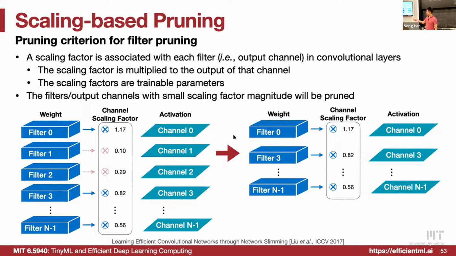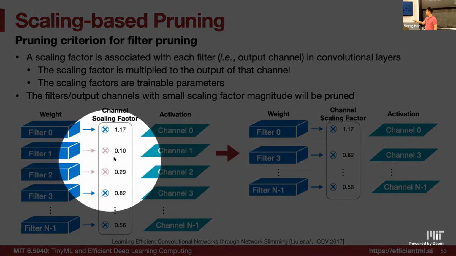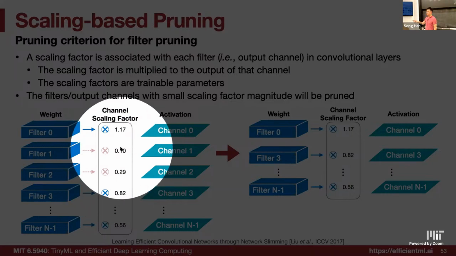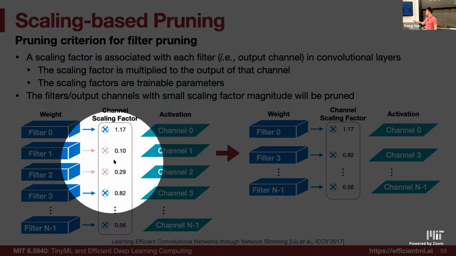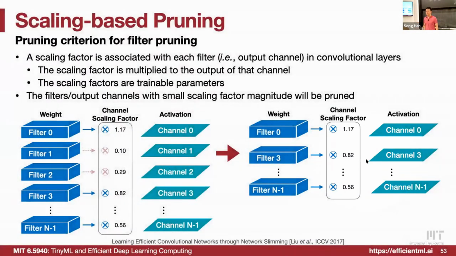So originally, this was the number of filters, and we removed the channels with small scaling factor, and the neural network becomes something on the right-hand side. The filters and output channels with small scaling factor will be pruned.